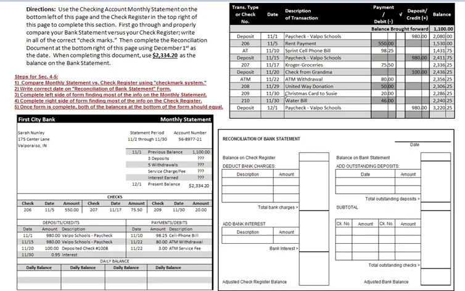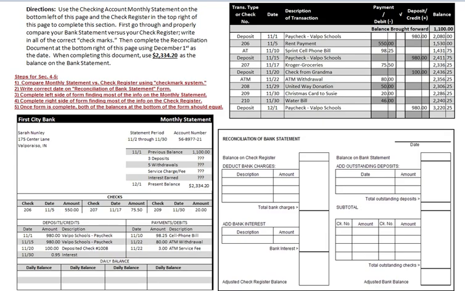Today we are in section 4-5, and what we are going to do is compare a bank statement versus a check register. Another way of saying this would be reconciling your checkbook, or the most common way spoken about this process, balancing your checkbook. That's right, folks. We're going to learn how to balance a checkbook today.